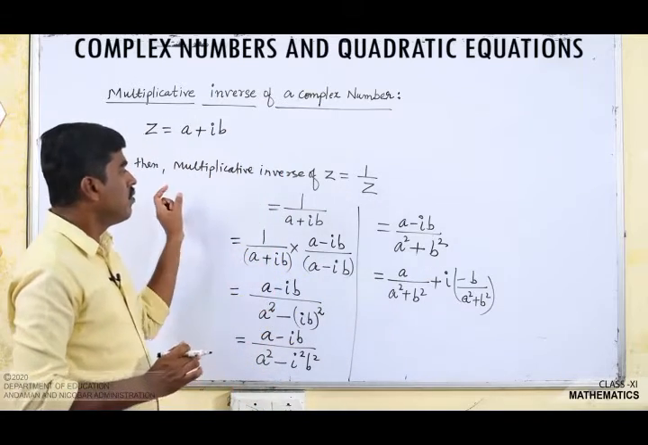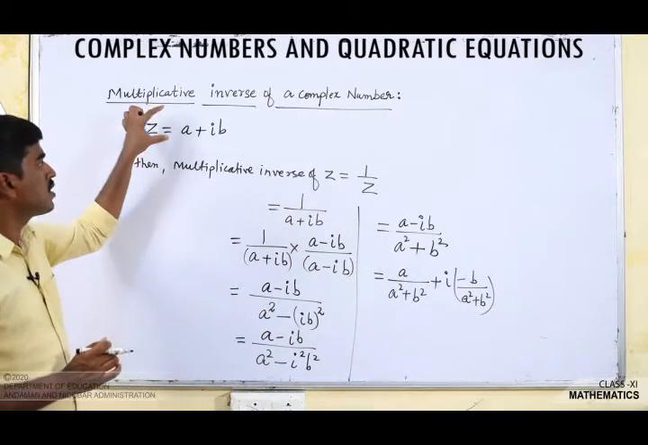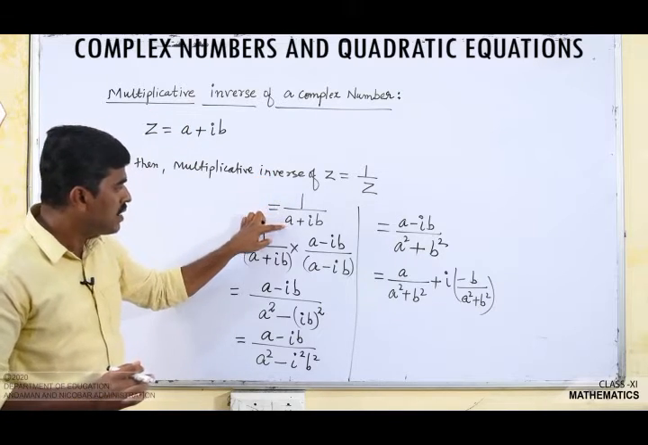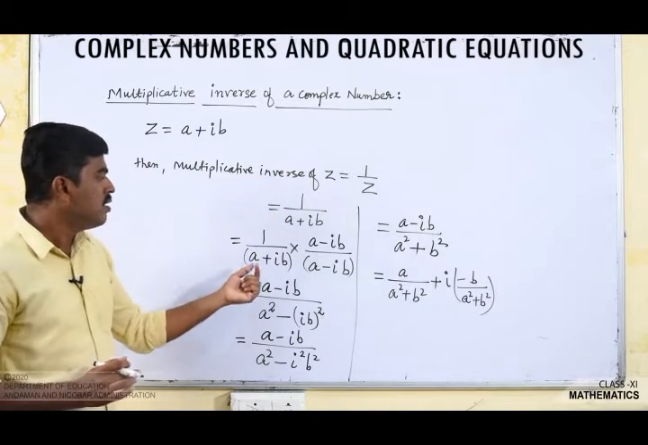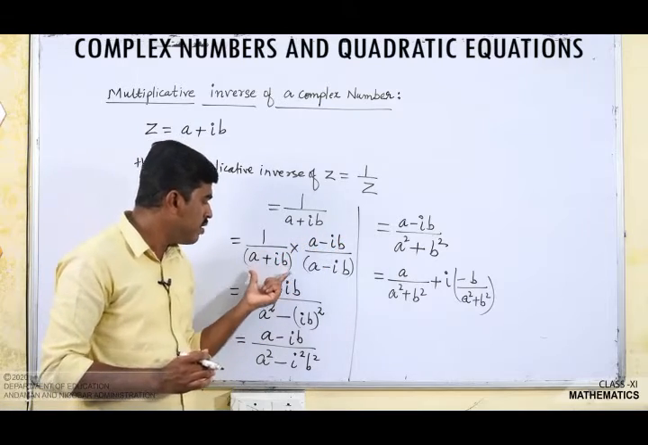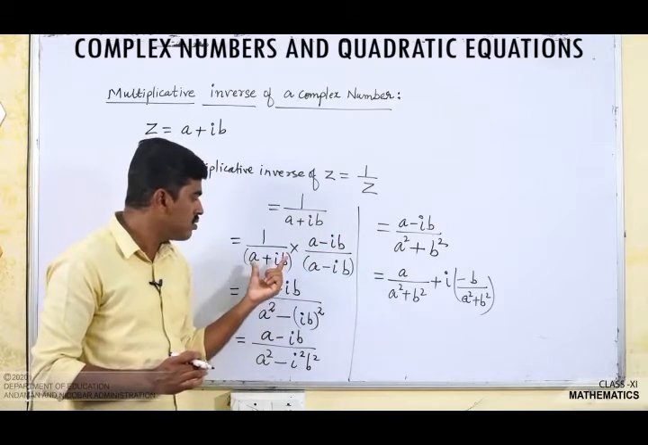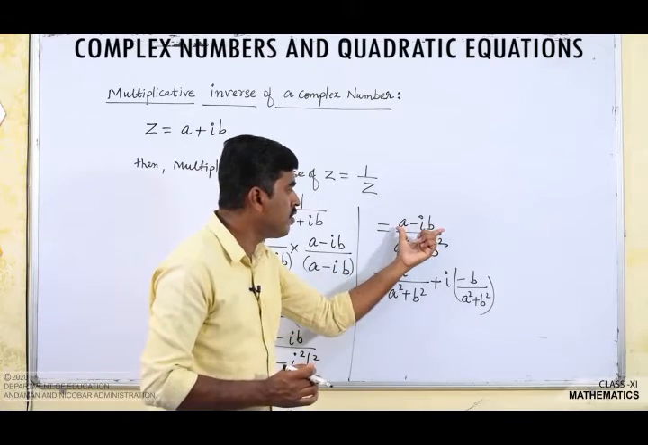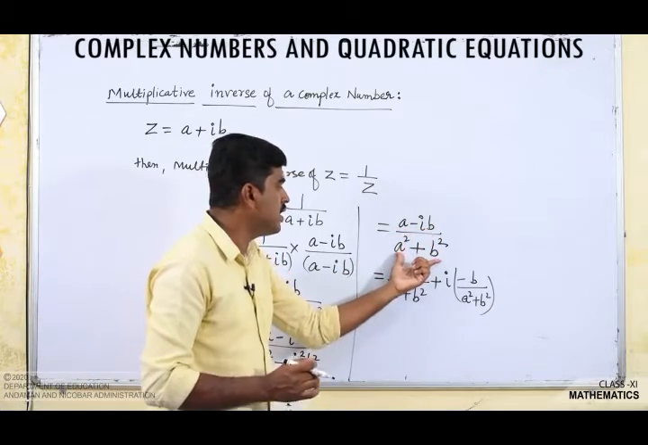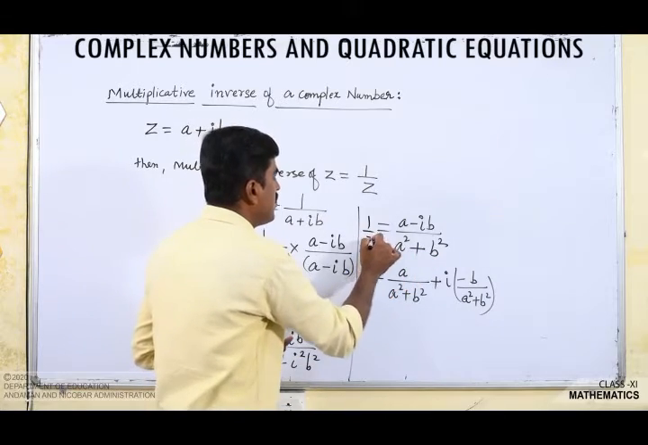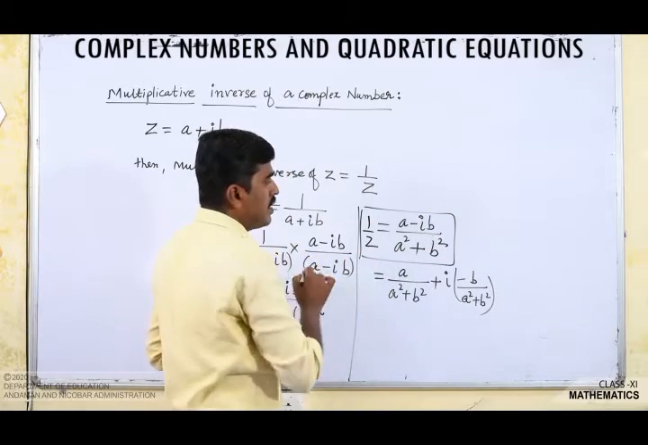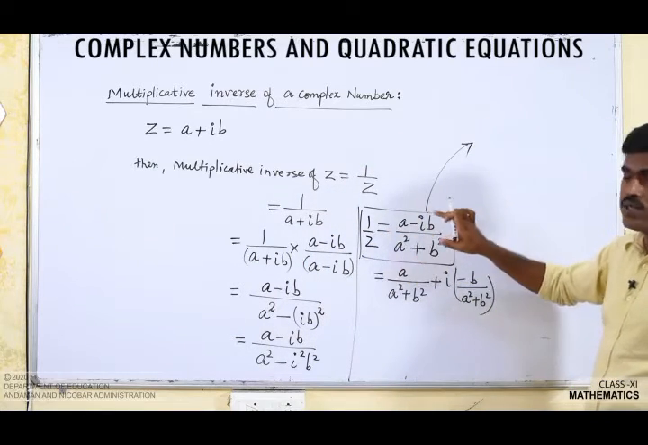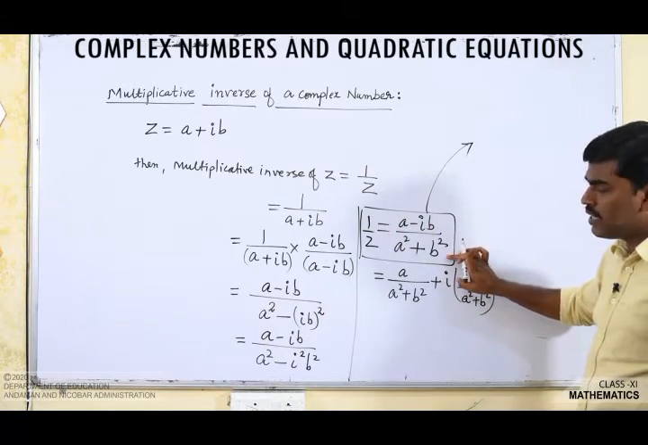So in this way we have to find the multiplicative inverse of the complex number a plus ib. First write this as 1 by a plus ib, then multiply and divide it with the conjugate of a plus ib. So we will get a complex number of the form a minus ib divided by a square plus b square. It is the value of 1 by z.